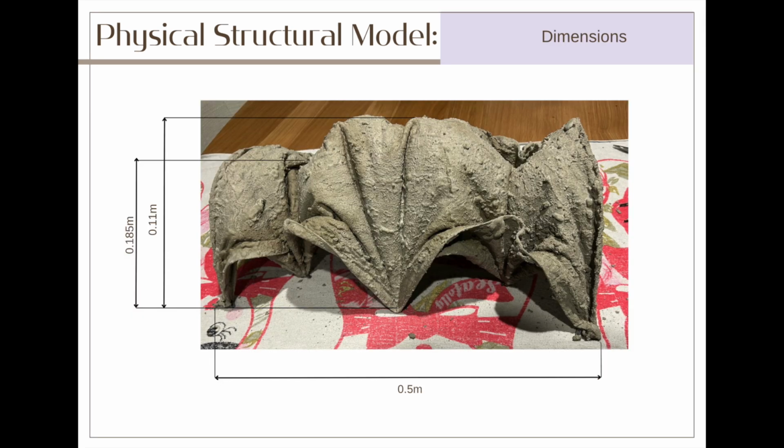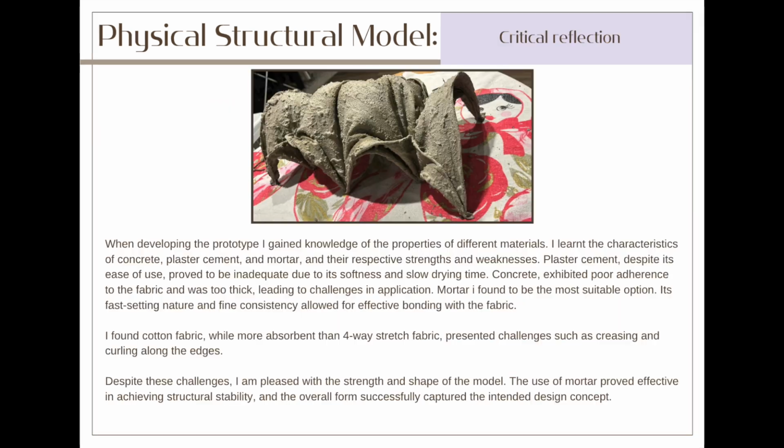The dimensions were the same for the width and length, but the heights were smaller than the digital model. When developing the prototype, I gained knowledge of the properties of different materials. I learned the characteristics of concrete, plaster, cement, and mortar, and their respective strengths and weaknesses. Plaster cement, despite its ease of use, proved to be inadequate due to its softness and slow drying time. Concrete exhibited poor adherence to the fabric and was too thick, leading to challenges in application.